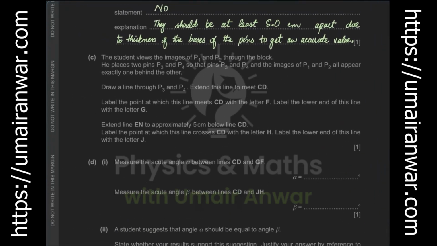The student views images of P1 and P2 through the block. He places two pins P3 and P4 so that P3 and P4 and the images of P1 and P2 all appear exactly one behind the other. Draw a line through P3 and P4 and extend this line to meet CD. Label the point at which this line meets CD with the letter capital F. Label the lower end of the line with the letter G.